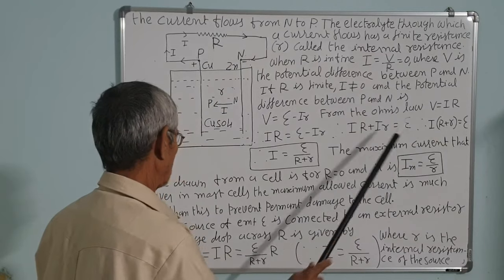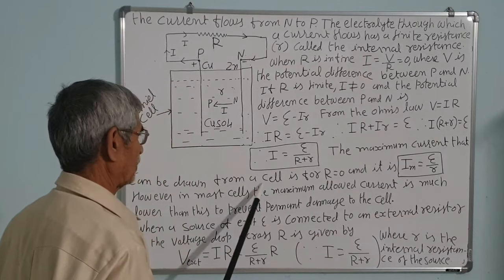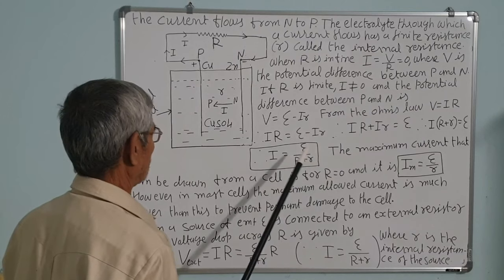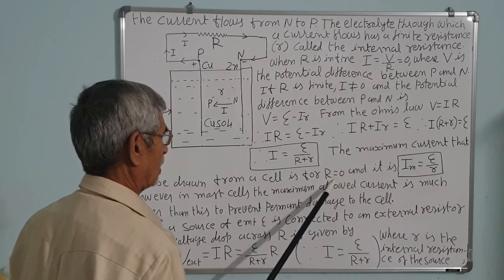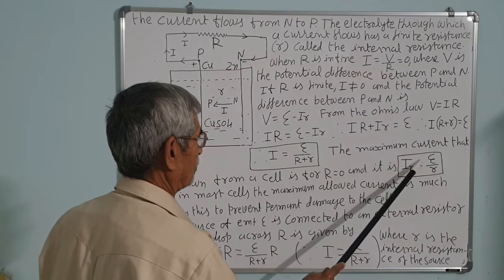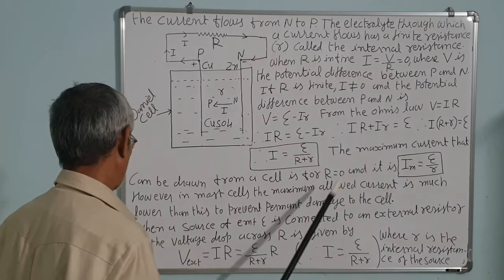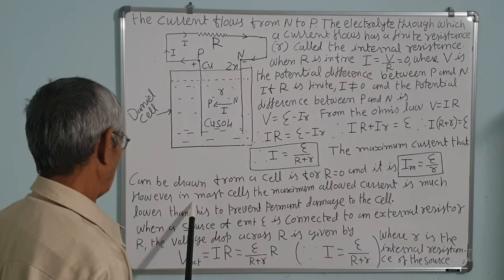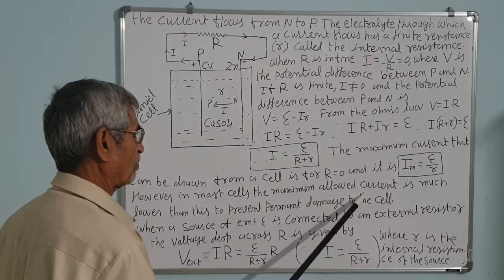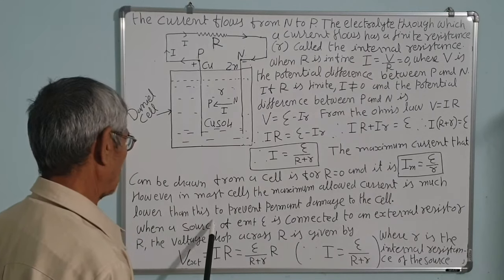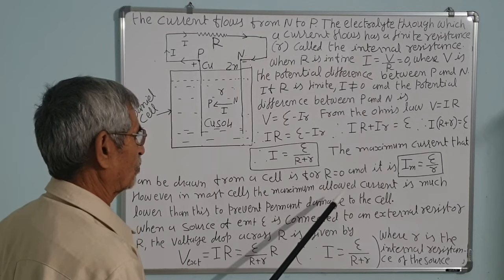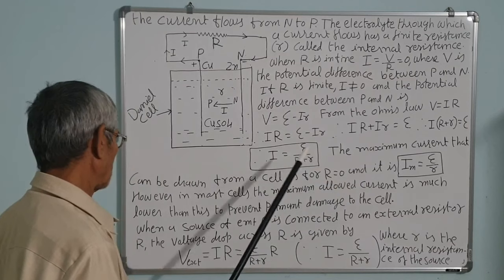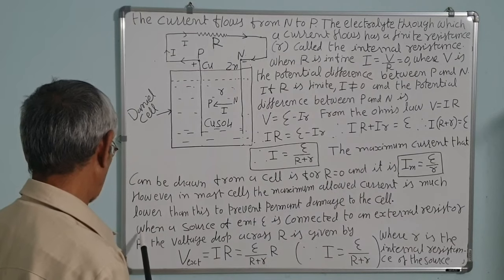The maximum current that can be drawn from the cell is for R equal to 0. If R is equal to 0, then I maximum is equal to EMF E upon r. However, for most cells, the maximum allowed current is much lower than this to prevent permanent damage to the cell. It damages the cell, so the actual current is much lower than the maximum current I m.